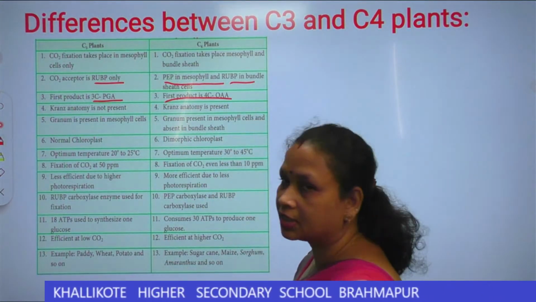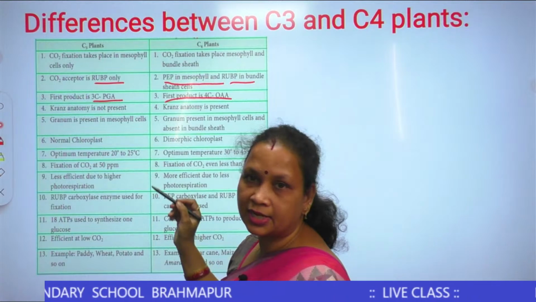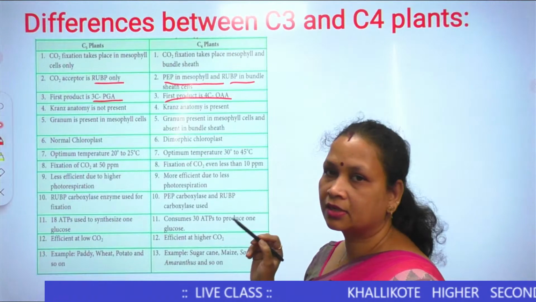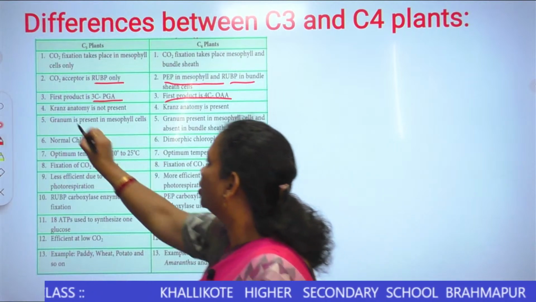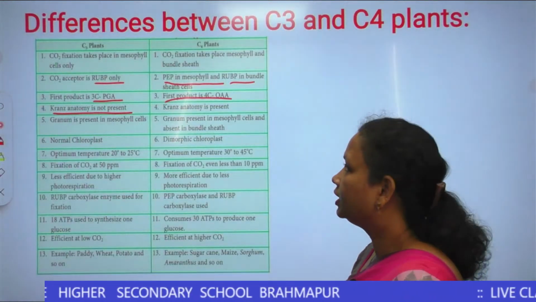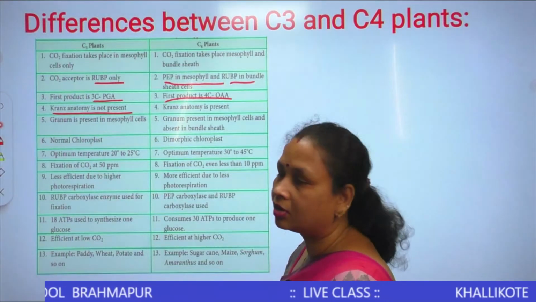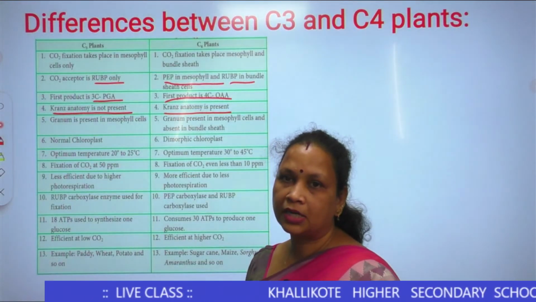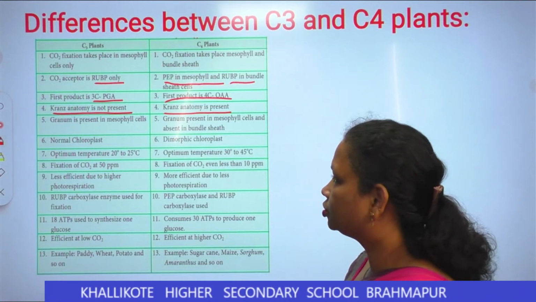Coming to the anatomical structure, the C3 leaf normally has the palisade parenchyma and the spongy parenchyma without distinct bundle sheath cells around the vascular bundles, and so there is no Kranz anatomy. Kranz anatomy is not present in the C3 plant, whereas C4 leaves have evolved to show Kranz anatomy, where there are tightly packed bundle sheath cells surrounding the xylem and phloem, or the vascular tissue.